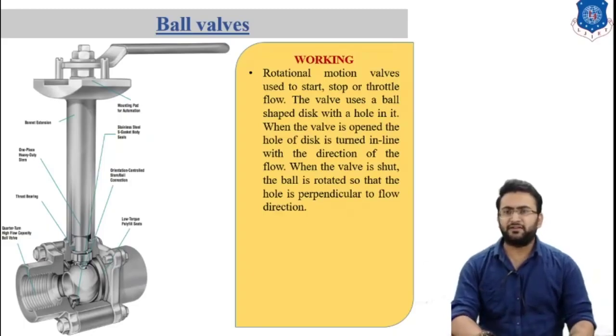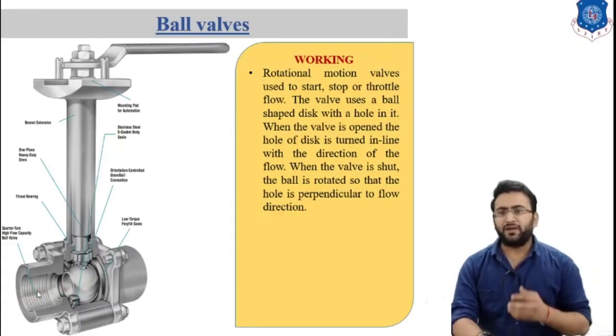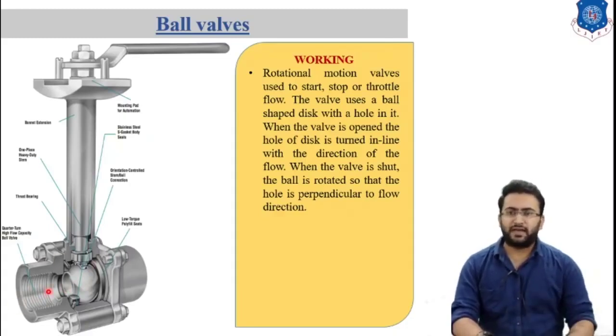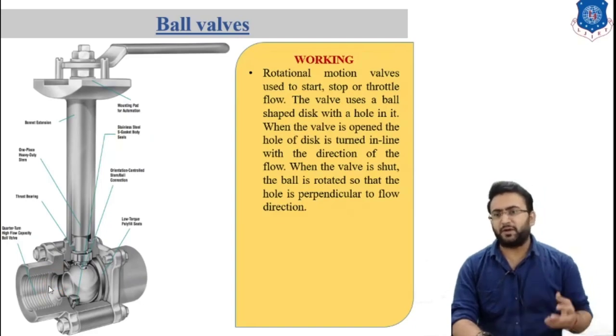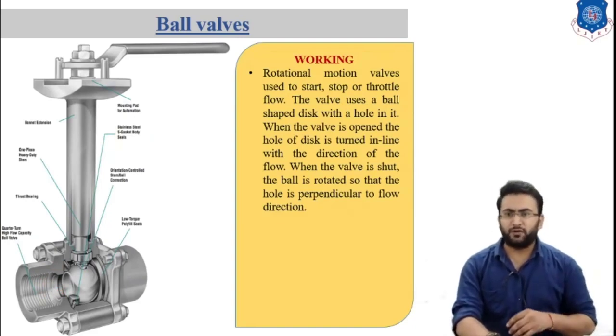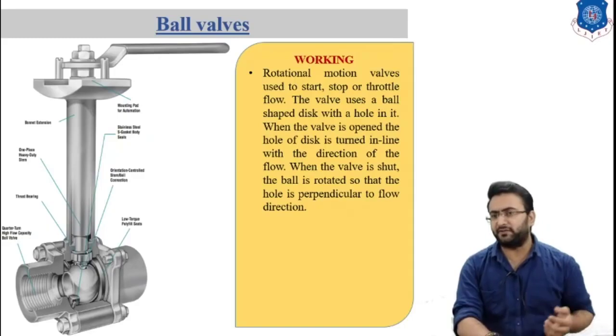So let's consider this one type of ball valve. This ball valve contains various types of accessories, in which there is a ball-type disc which contains a hole in it. When the valve is open, this hole is in line with the direction of flow. But when the valve is closed, the direction of this hole is perpendicular to the flow. So flow cannot pass through this valve.